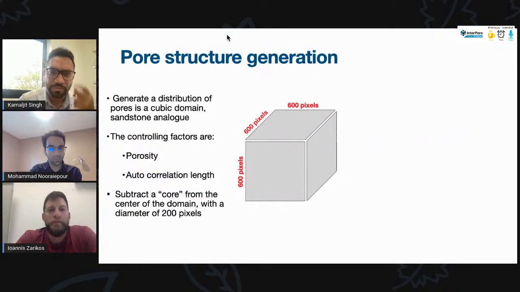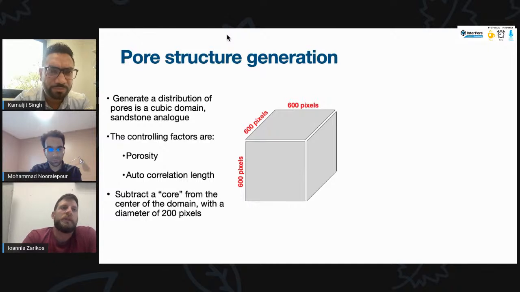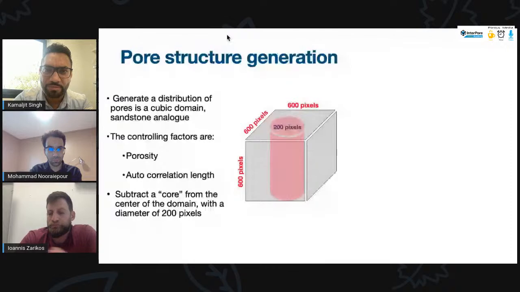Now, I come back to the printers. Well, we need a pore structure to act as a porous medium. So to do so, we create a cubic domain. In this case, it was 600 pixels in all directions. And then we generated a pore distribution, which is analogous to a sandstone. We only used two parameters to control the pore structure: porosity and correlation length. And after we created this pore space, we subtracted a core from the center of the cube, 200 pixels in diameter, to create our pore space.